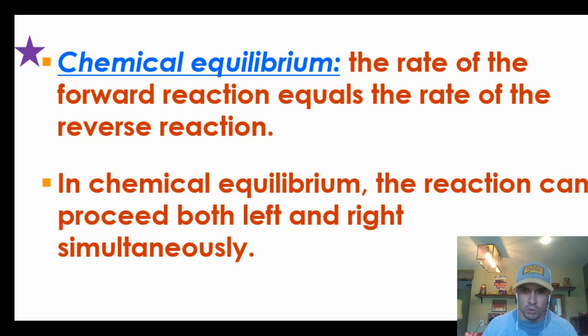So chemical equilibrium is when the rate of the forward reaction equals the rate of the reverse reaction. That means that water breaks down just as fast as water is produced. Basically, for us, we don't see any difference. In chemical equilibrium, the reaction can proceed both left and right simultaneously. The reactants and the products, the concentrations never change. We don't see this reaction happening. It's in chemical equilibrium.